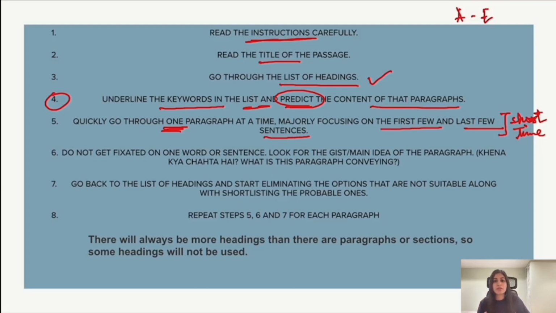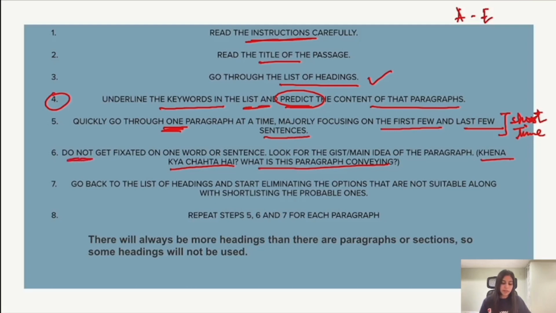What is this paragraph telling me? What does this paragraph want to say to me? So that is what we are looking for. After reading each and every paragraph, you have to ask yourself, what is this trying to say? What is this paragraph conveying? What is this paragraph telling me?